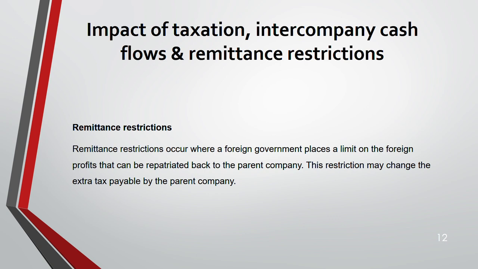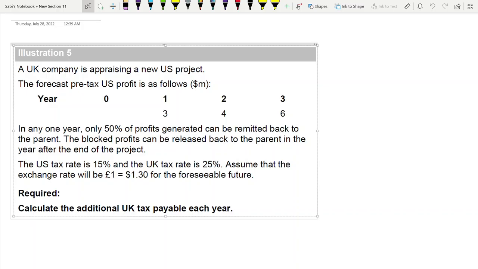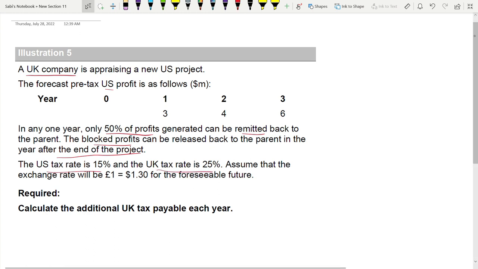So what is the impact? The impact is that this restriction can change the extra tax that is payable by the parent company. Now let's do a small question and see. In this question, a UK company, that means you are the UK company, is appraising a new US project and you have been given everything in dollars. The pre-tax US profit is $3 million, $4 million, and $6 million. In any 1 year, only 50% of the profit can be remitted back to the parent. And the blocked profit can be released back to the parent in the year after the end of the project. US tax rate is 15, UK tax rate is 25, exchange rate is given. Calculate the additional UK tax payable each year.